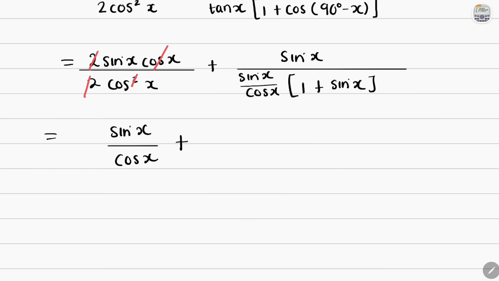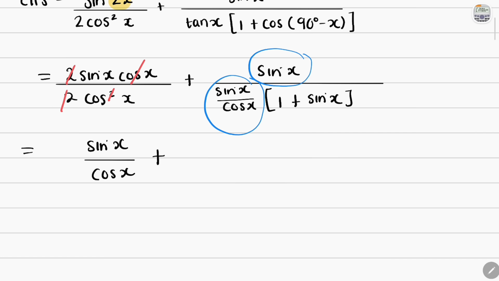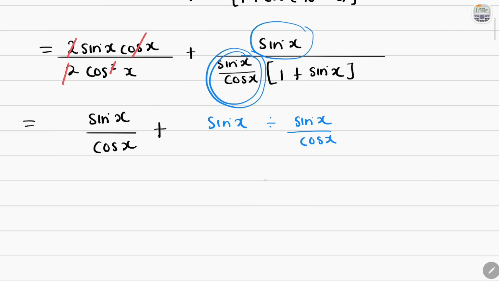And then plus, now with this, what I'm going to do is take this sine x and divide it by this sine x over cos x, just so that you see what happens there. So this is the numerator here, and that is the denominator. We're saying this is sine x divided by sine x over cos x. Because these two are multiplying, I can actually do that. I can divide this with this first, and then still put it wherever it should be at the end of the day. And then we can use the rule: you change the division to a multiplication, and you swap the numerator and the denominator.